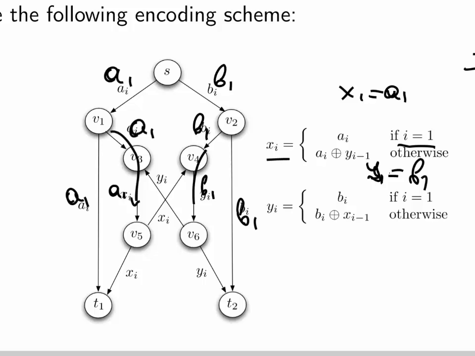So in the first round, if we see what destination receives, we see that destination node T1 receives A1 in the first round, and this is because it actually receives 2 copies of A1 in the first round, and destination T2 will receive 2 copies of B1. So it will receive B1 from V2 and also will receive B1 from the link from V6. So let's now see what happens in the second round.